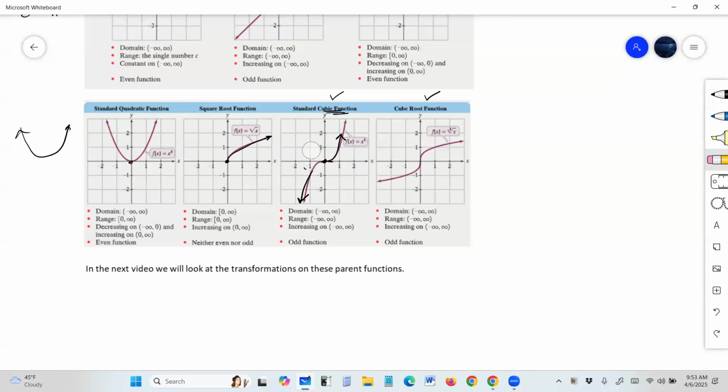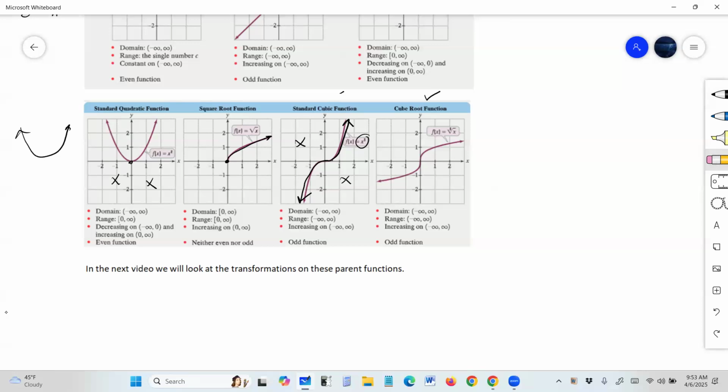It's not defined here and it's not defined there. Just like the quadratic, it's not defined here and it's not defined there. All right, so this is the cubic, similar to the quadratic, but instead of having both ends going up, on the positive side, it goes up. On the negative side, it goes down. So this is the f of x equals x cubed.